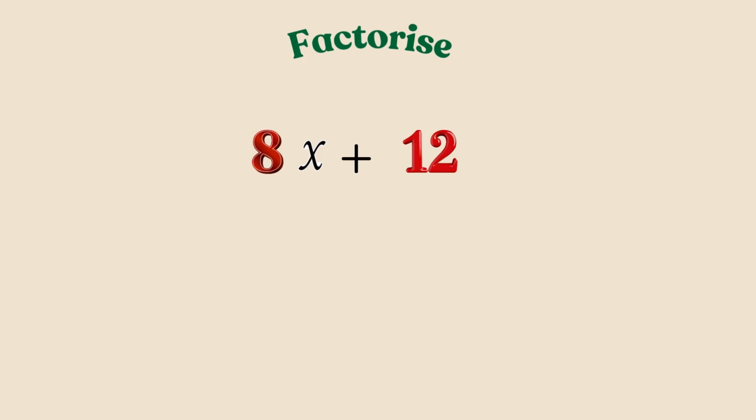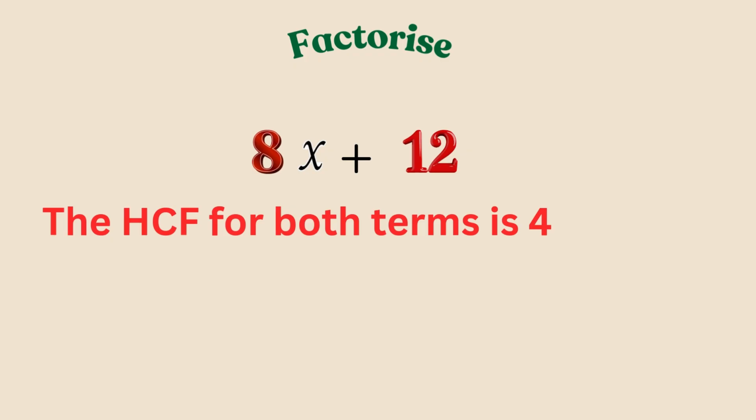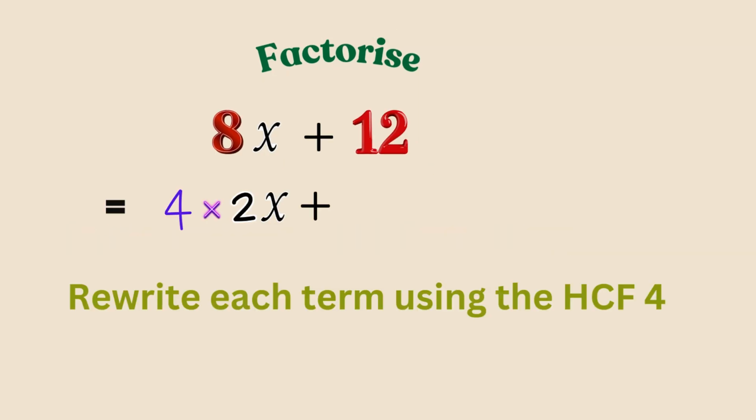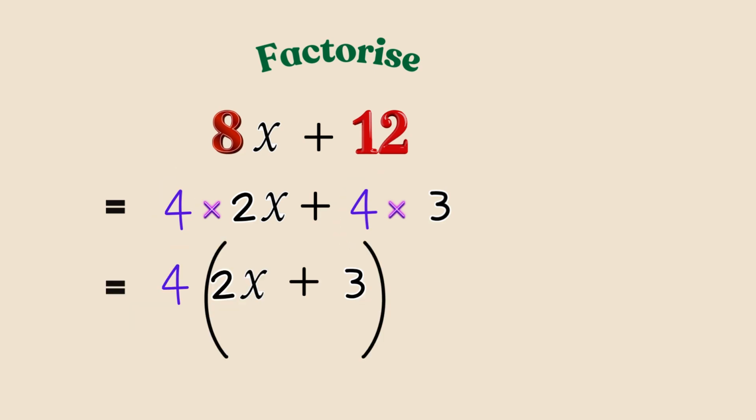Let's try 8x plus 12. 4 is the largest number that can divide both terms. Hence, the HCF is 4. We will rewrite each term in the expression using 4. We can rewrite 8x as 4 times 2x, and rewrite 12 as 4 times 3. We then factor 4 from each term, and we are left with 2x plus 3 in the brackets. Again, when you expand the brackets, you should get the original expression 8x plus 12.